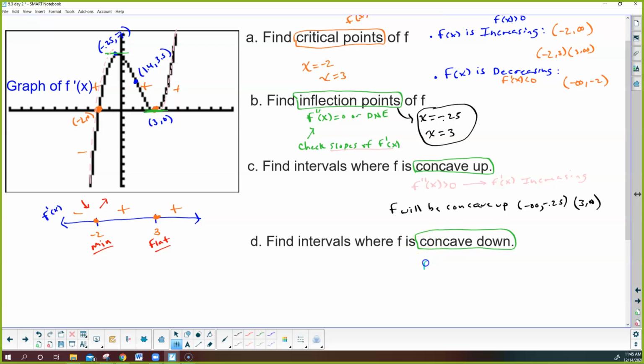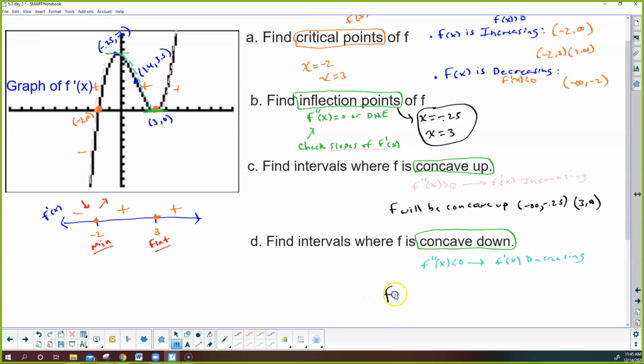All right, last piece for this derivative is, when is the original function concave down? All right, well, I'm thinking about it. Concave down is when the second derivative is negative. But we're looking at the first derivative graph, so the only way to get a negative second derivative is if the slopes of the first derivative are decreasing. So where do I have negative tangent lines? Between the max and the min. My original derivative is decreasing.